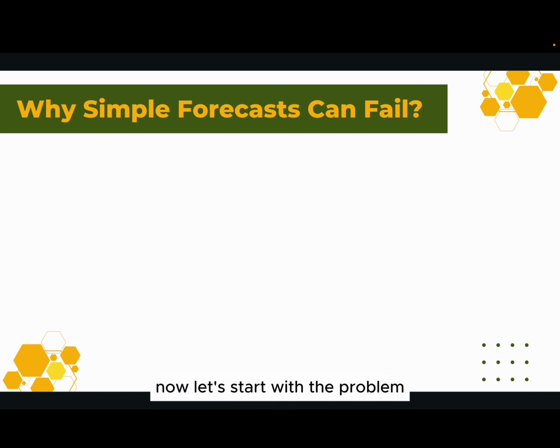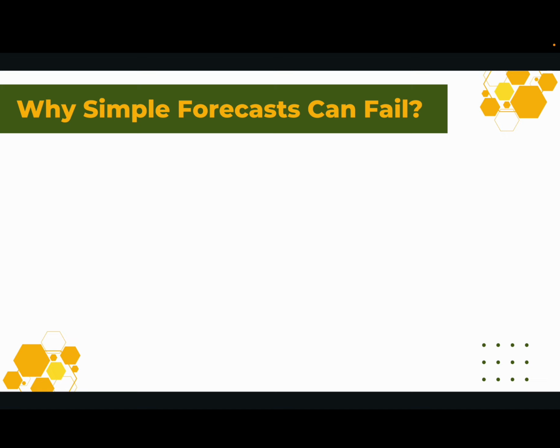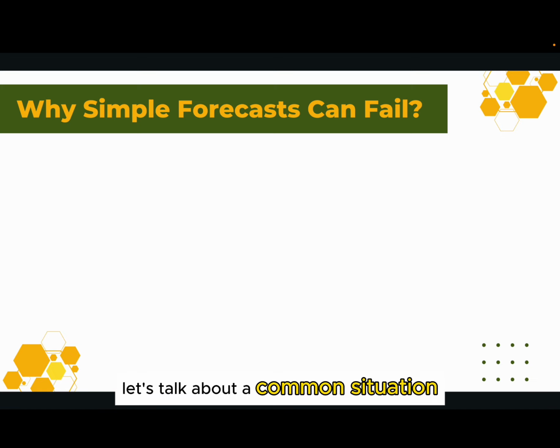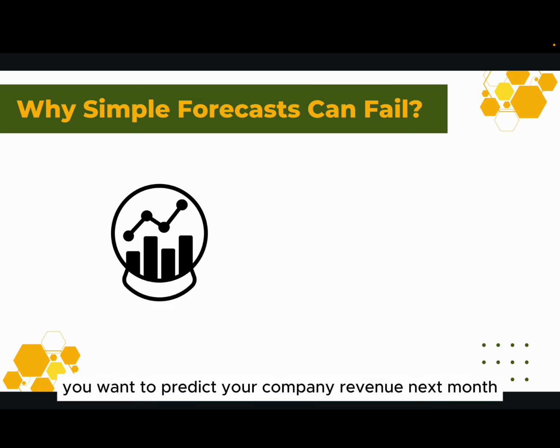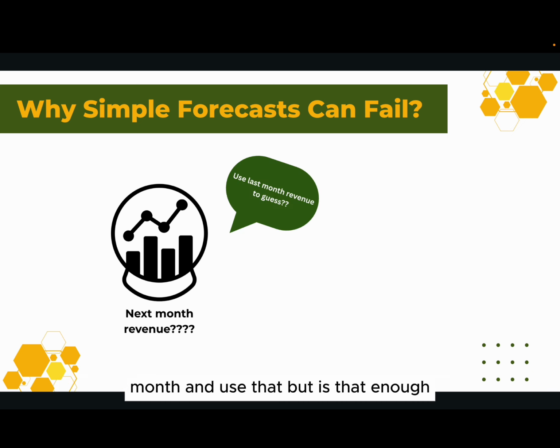Now, let's start with the problem with traditional forecasting. Let's talk about a common situation. You want to predict your company revenue next month. You could simply take the average of past months and use that. But is that enough? What if sales drop due to external events or rise because of a promotion?